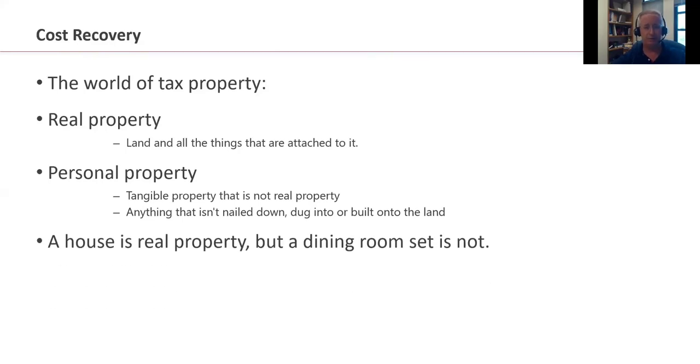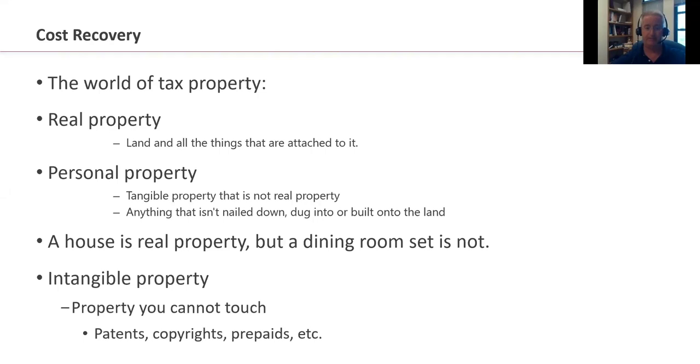Now, a house is real property, right? That's land and the things attached to it, because a house is generally attached to the land. A dining room set is not. Now, depending on the use of those, they may be personal use property or not personal use property. So don't confuse those two. Personal property is tangible property that's not real property. Personal use property is property of any kind that I use for personal purposes, not for business purposes.